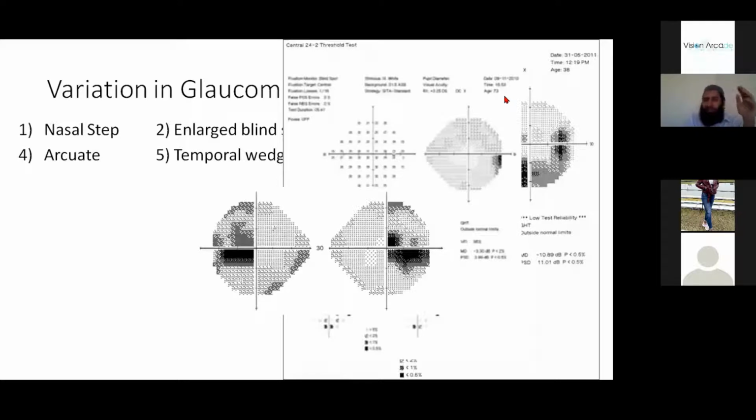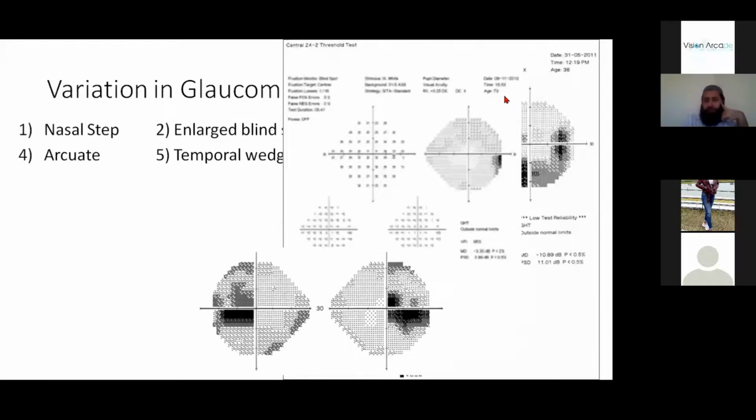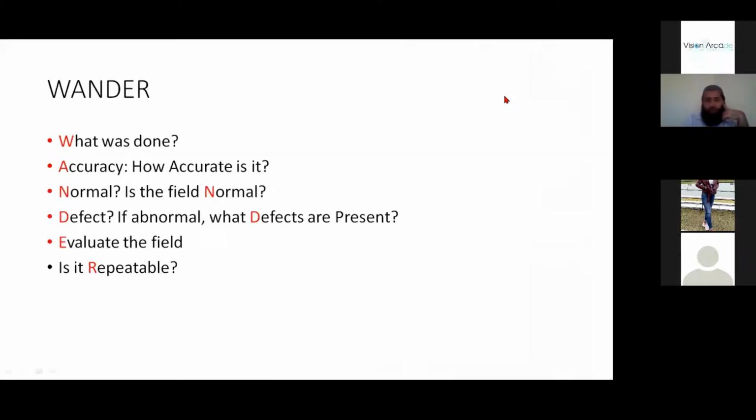So if there is a symmetrical pattern showing in a glaucoma field defect or visual field defect, I would be more worried about a neurological problem rather than glaucoma. Because in glaucoma, I'm expecting more of a unilateral and asymmetric defect. So we'll leave that away.